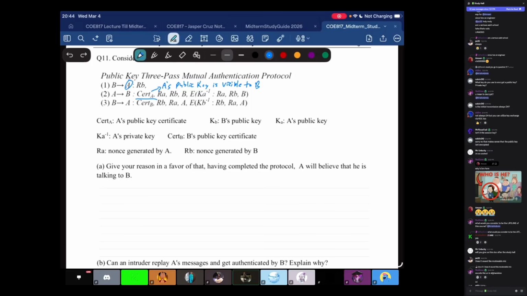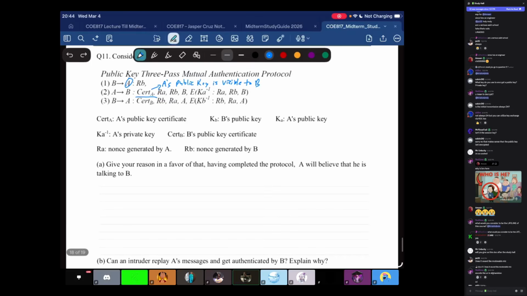Yep, because the certificate contains a trusted third party. So is that not just the answer? Given the certificate, it knows. This answer is legit.